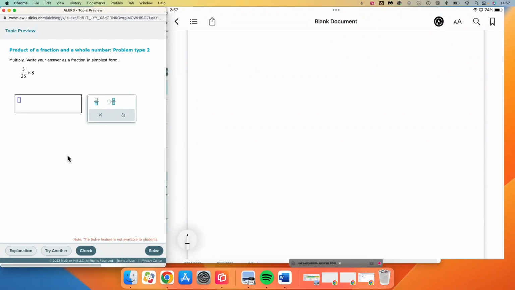So, product of a fraction and a whole number: we have 3 over 26 times 8. First thing we need to do is rewrite that whole number as a fraction. So we'll put 8 over 1. And then as we've done before, multiply straight across to get 24 over 26. 24 over 26, I see that both of those are divisible by 2.